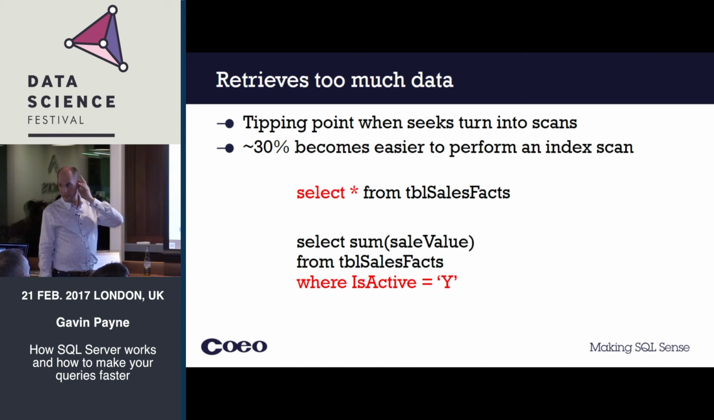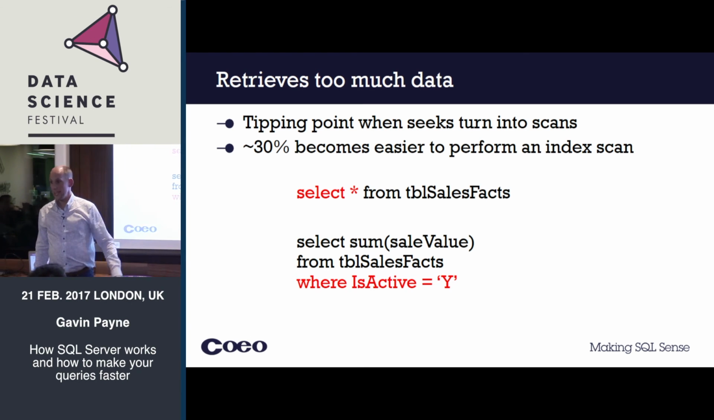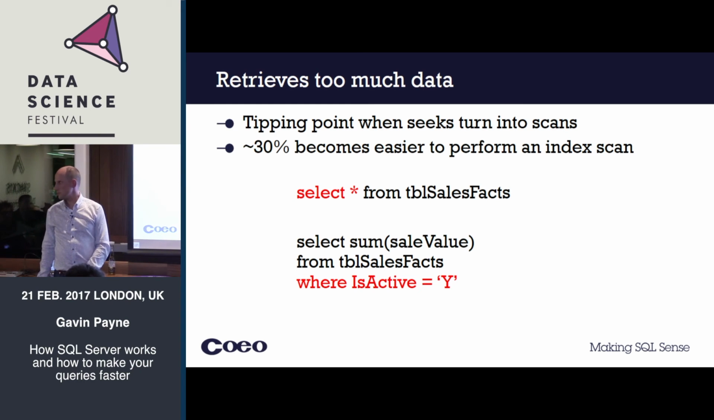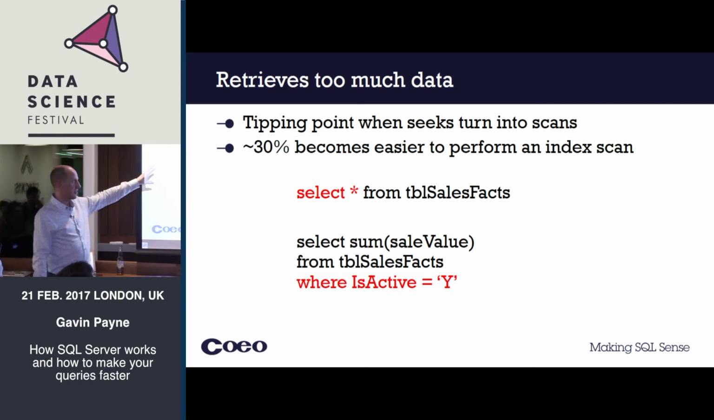And you start to see that in data warehouses. So, very simple: select star from table sales facts. It knows it's got to touch every row in the table, so it's just going to physically read from one end to the other and ignore every other optimization it knows about, because ultimately it's got to return data for every row.